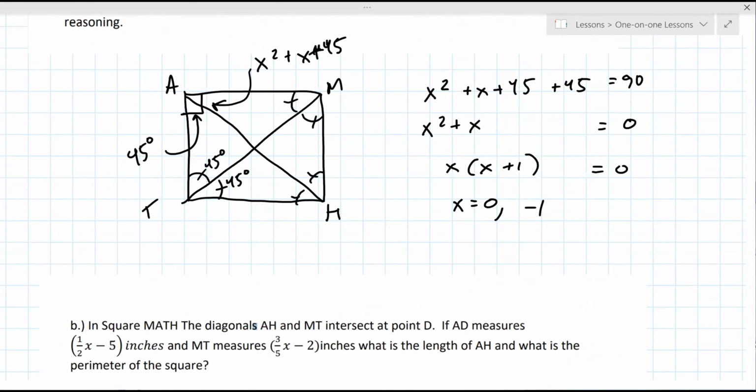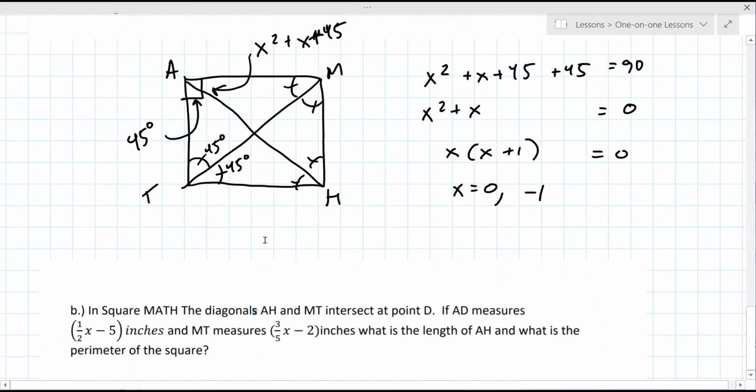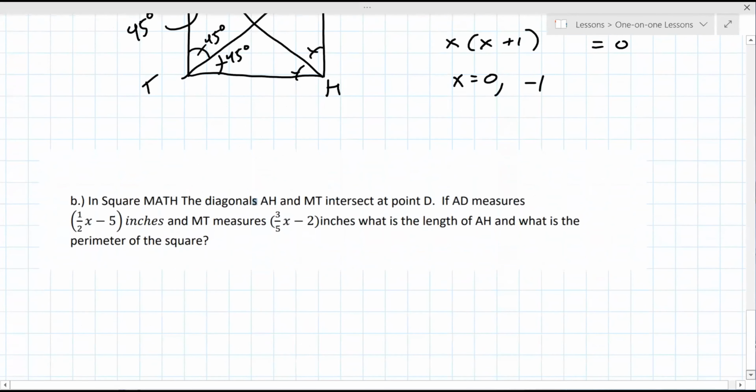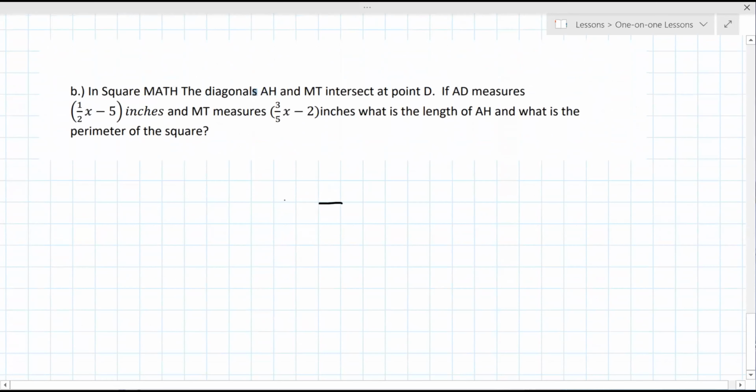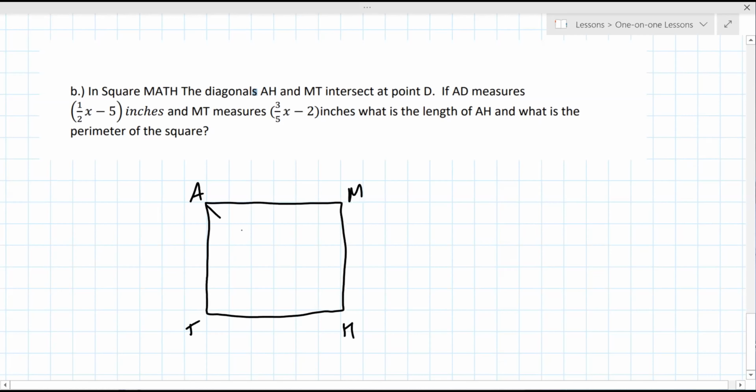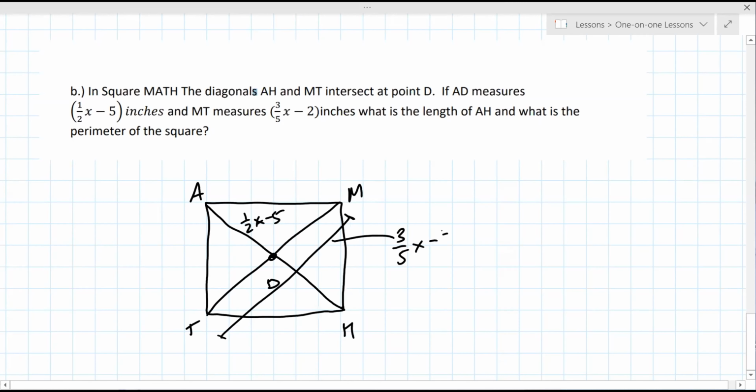All right, in square MATH, the diagonals AH and MT intersect in point D. So we want to reuse the picture. MATH, they intersect at a point D. If AD measures 1/2 x minus 5 and MT, the whole thing here, is 3/5 x minus 2.